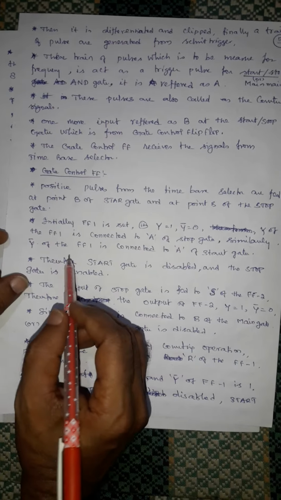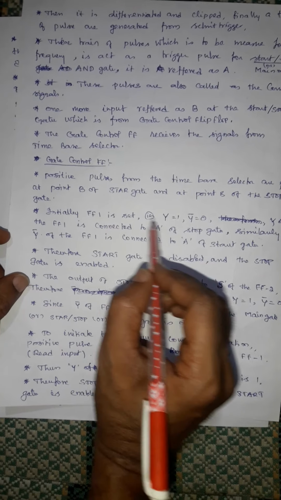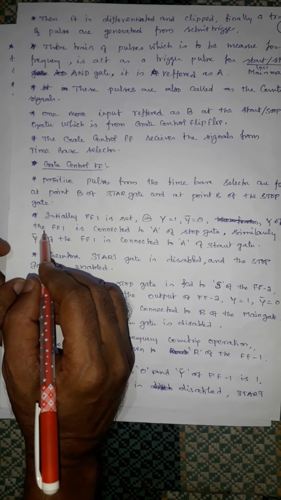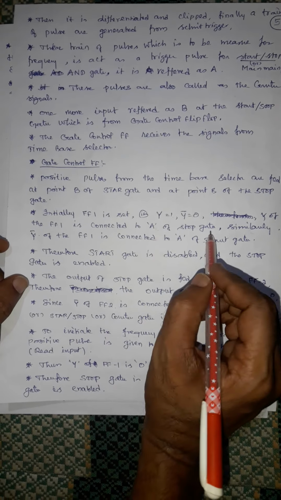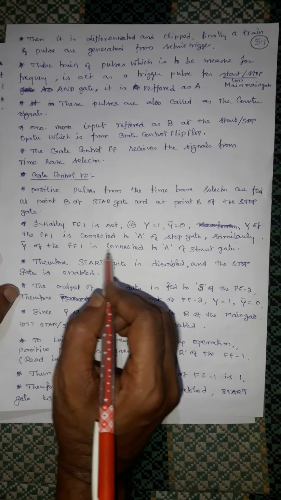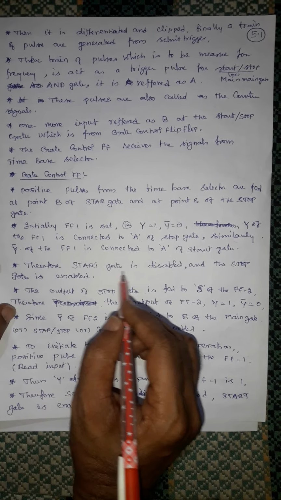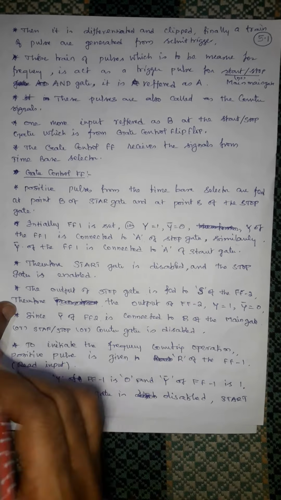Start gate is disabled, stop gate is enabled. Okay, that is given. Initially, f of 1 is set to y equal to 0, y bar equal to 0. The y of the f of 1 is connected to a of the stop gate. Similarly, y bar of the f of 1 is connected to a of the start gate. Therefore, the start gate is disabled and the stop gate is enabled.